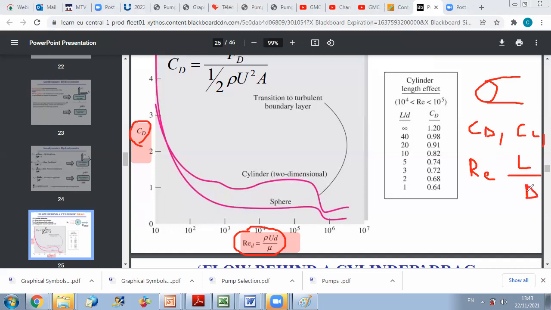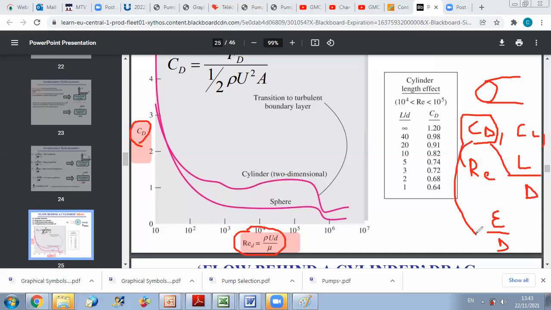So if L over D varies, the graph will be different, okay? And let's say you have a rough cylinder, it's not smooth. So another parameter to account for roughness is epsilon over D. So what can you do here if you want to represent the effect of all of these parameters? First, let us start with CD. CD can vary with Reynolds number, can vary with L over D, and can vary with epsilon over D.